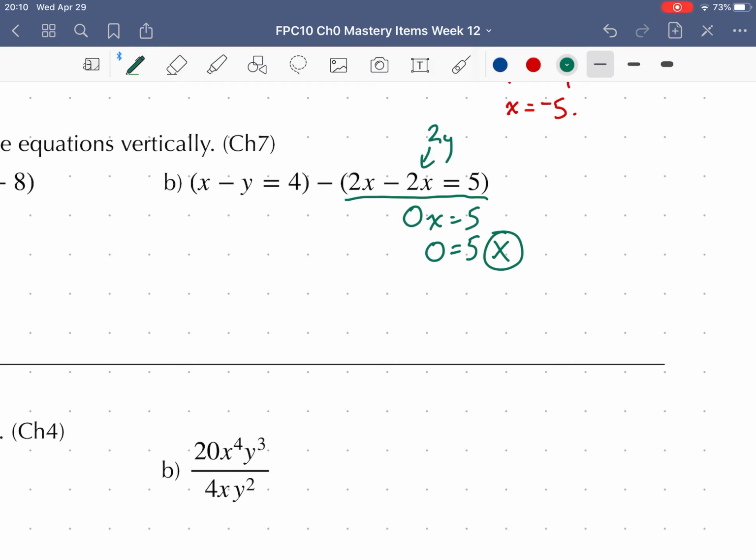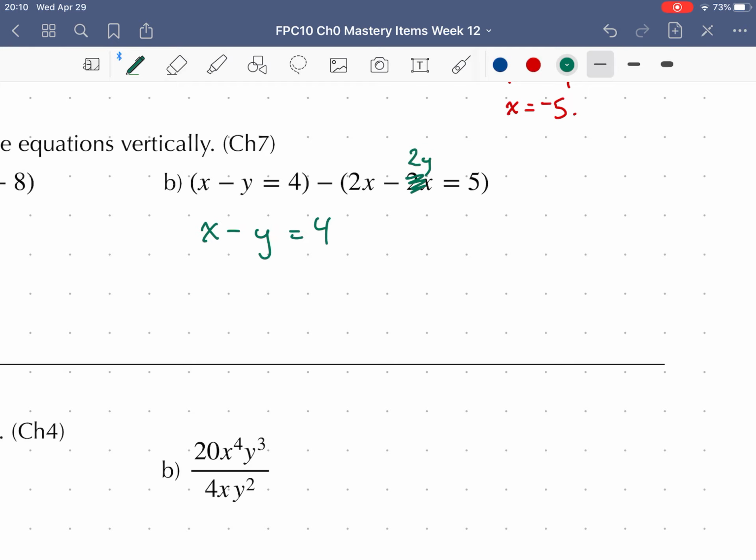This is a wrong equation. This is probably supposed to be 2y. So let's treat it as 2y, and let's do it. They're in the right order, correct? So what we're going to do is replace that 2x with 2y. Cross this guy out and put 2y in there, and then we'll just subtract them. So we're at x minus y equals 4. Subtract 2x minus 2y equals 5.